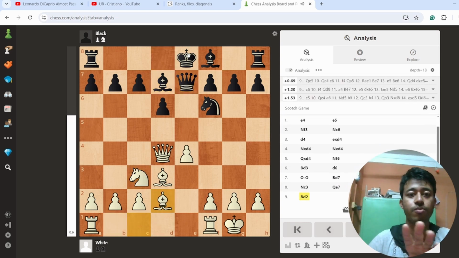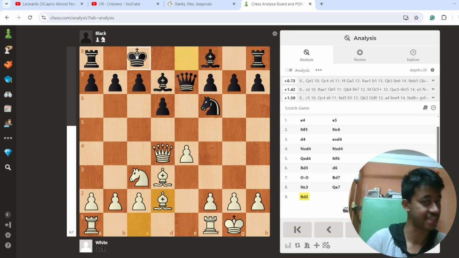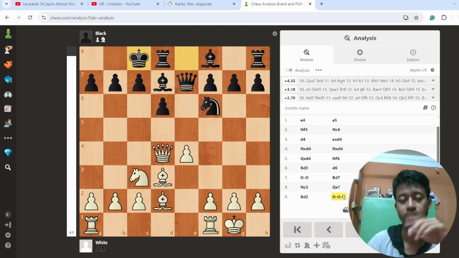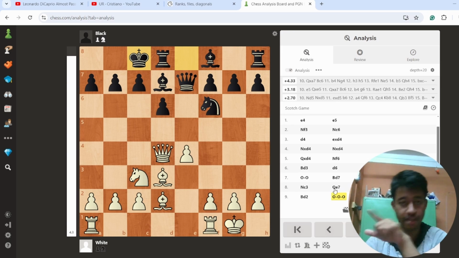Okay. Now it's time for black to move, and they are going to castle long side. So queen side castling. So what do you write for queen side castling? Yes, O minus O minus O. You can see up here.